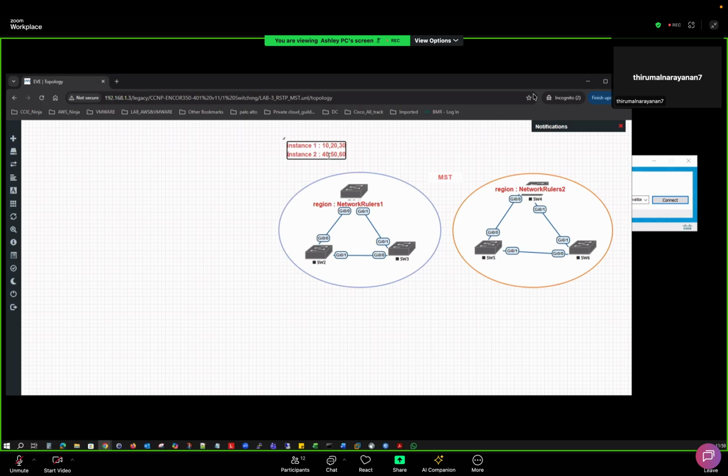One question, sir. Yes. There will be no connectivity between region 1 and region 2, sir? We will do that later. Okay. How the communication is going to work, we can see that later. Okay.